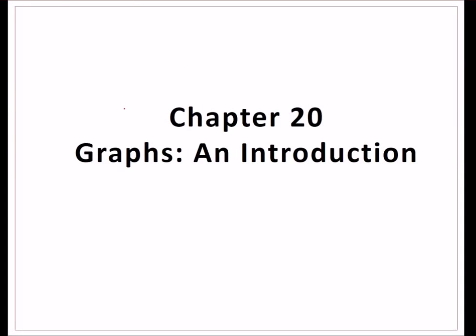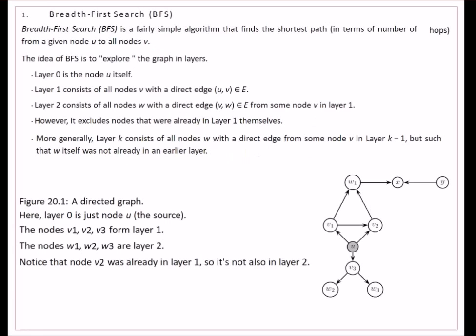So far we have seen graphs, basic terminology and what possibilities are there. Today we are going to talk about breadth first search, BFS, and DFS. BFS is a simple algorithm that will find the shortest path or route. You can have a number of hops in between from a given node, say U, to some node V.